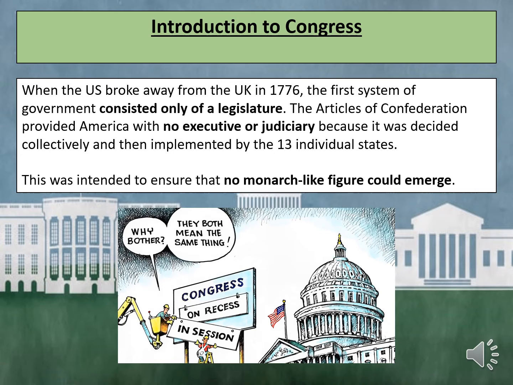This system of government proved inadequate to meet the challenge facing the young country and was replaced by the current system that was devised at the Philadelphia Convention in 1787. However, even in the revised system, there was an intention that policy would be made collectively to avoid the emergence of a monarch-like figure. Congress was therefore expected to be the most important and most powerful branch of government.